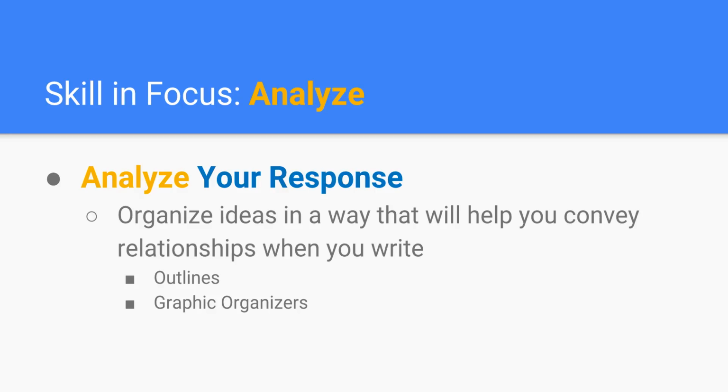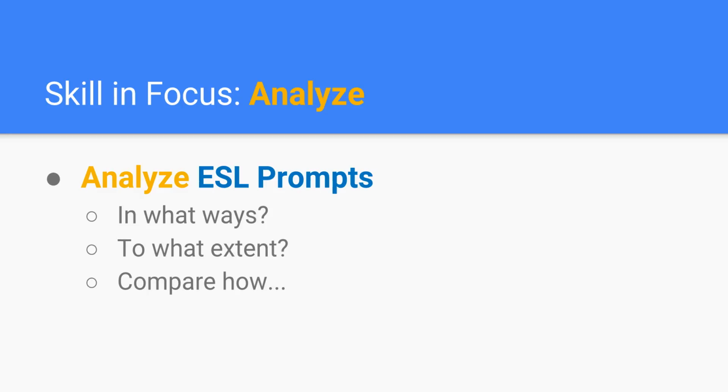In particular, in ESL, there are 3 questions you need to know, and you need to know these well. These will come up again and again. The first question is, in what ways? That means that you need to know the features of a text, and you need to describe for me the impact of those features. To what extent means that you make a claim. Something is somewhat true, never true, true in some cases but not in others. Make a claim. And then compare how means show relationship between 2 or more texts.